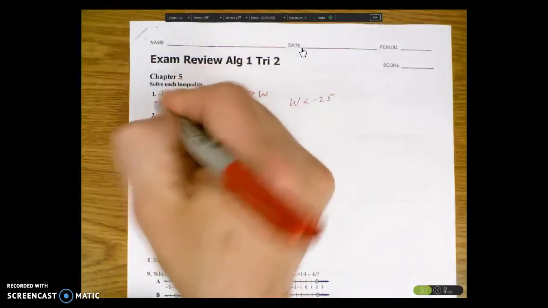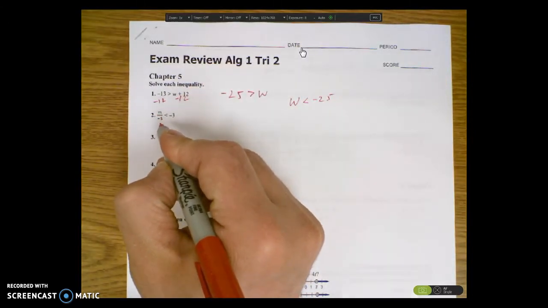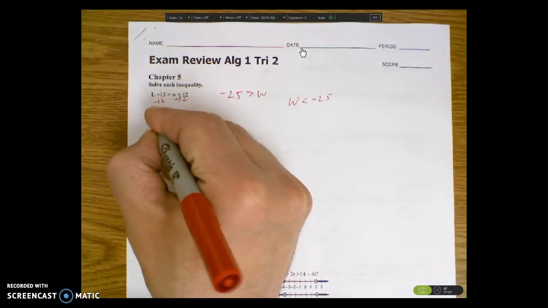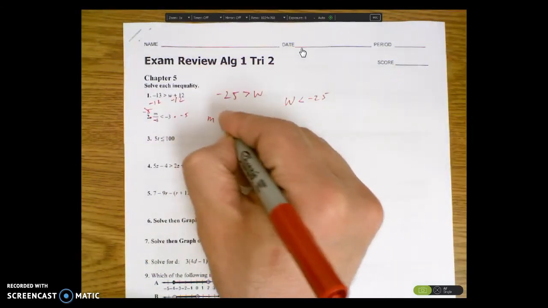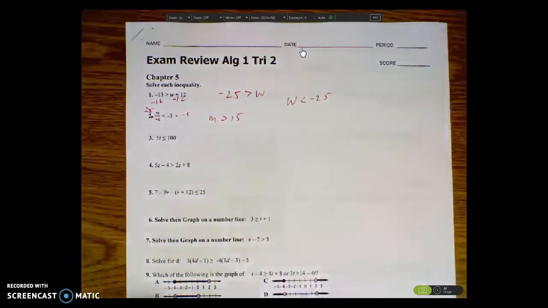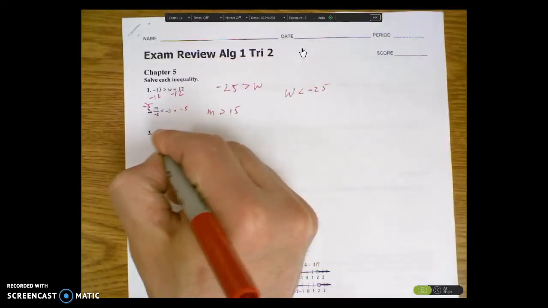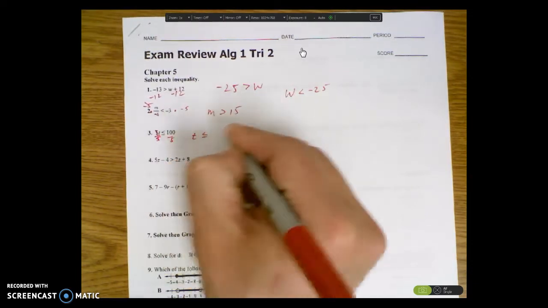All right. For number 2, right away, I'm seeing m divided by negative 5, so a little alarm bell is going off in my head. I want to make sure that when I multiply both sides by negative 5, I flip my inequality to greater than, so that should be m is greater than 15. All right. We're okay with number 3. We're going to divide both sides by 5, and we're going to get t is less than or equal to 20.